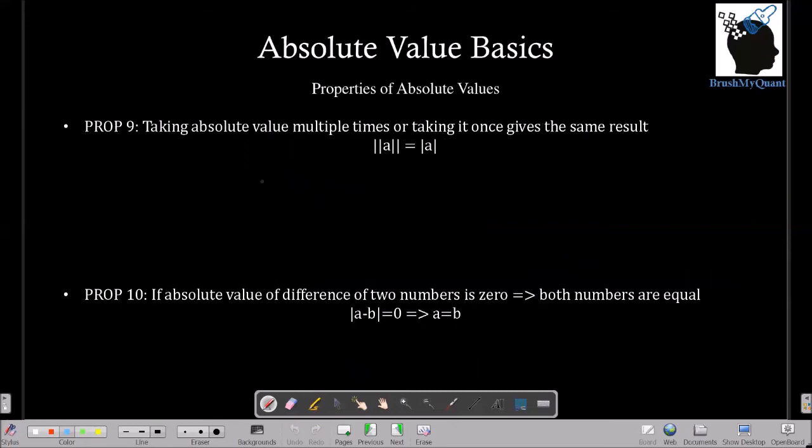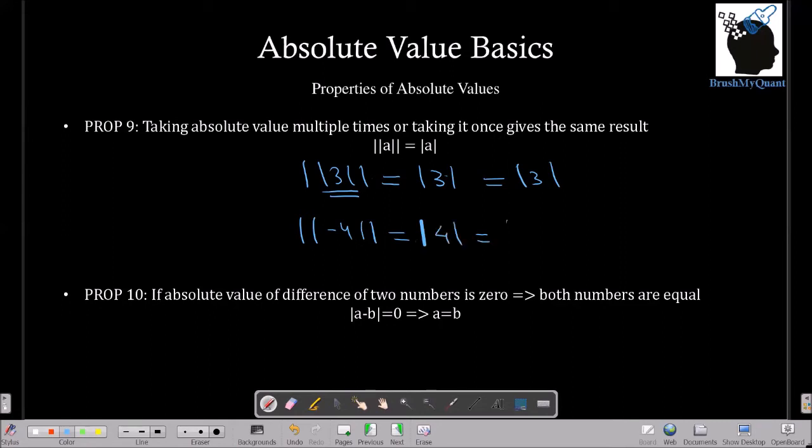Ninth property: taking the absolute value multiple times or taking it once gives you the same result. That is, if you take the mod of a multiple times or one time, it will still be the same number. Let's take an example. ||3|| will be equal to |3|, because we know |3| becomes 3. The same goes for negative numbers. ||-4|| will become |4|, since we know |-4| is 4, which is the same as |-4|, which is nothing but 4.